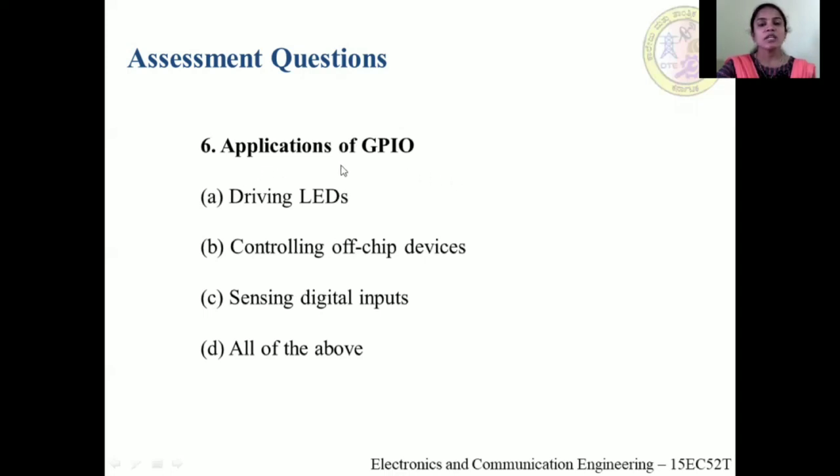Next is the application of GPIO: it is used for driving LEDs, controlling off-chip devices, sensing digital inputs, and the final option is all of the above. Anyhow, we know the application of GPIO is used for all the above mentioned applications, that is driving LEDs, controlling any off-chip devices, and sensing digital inputs.